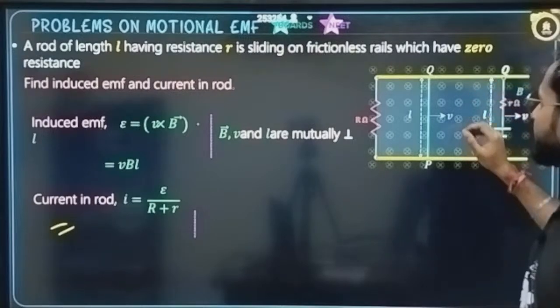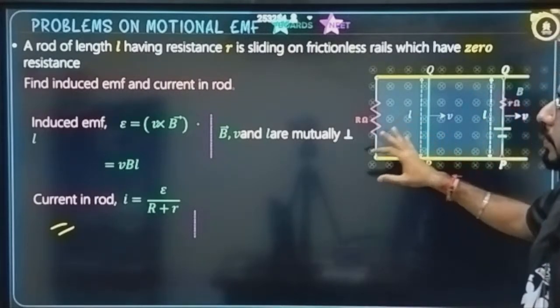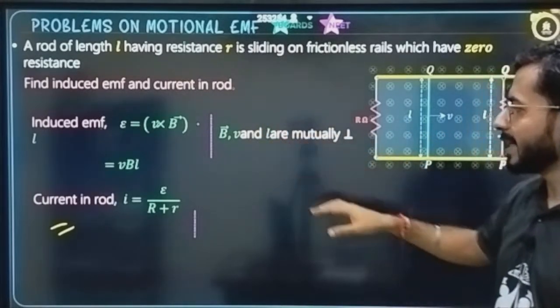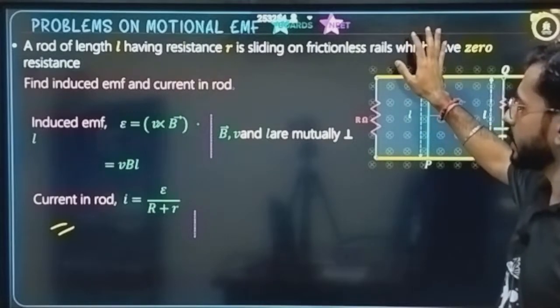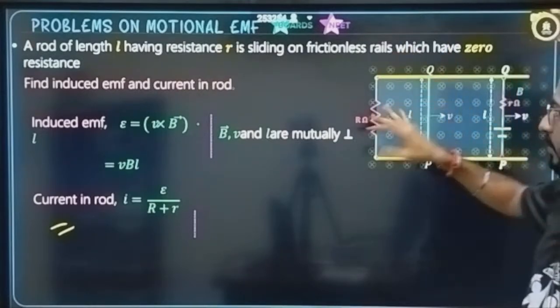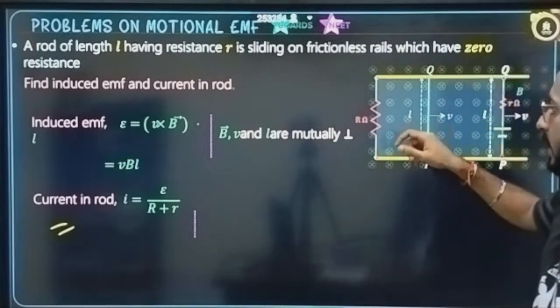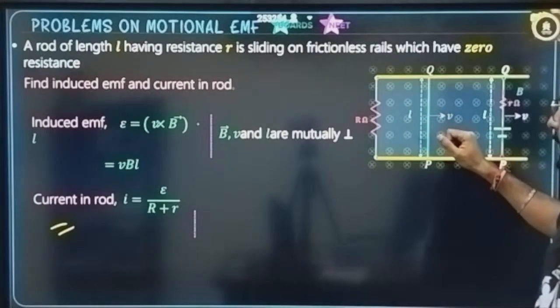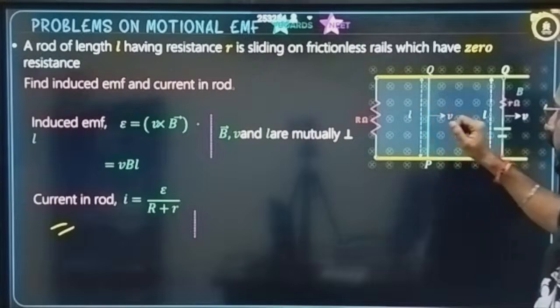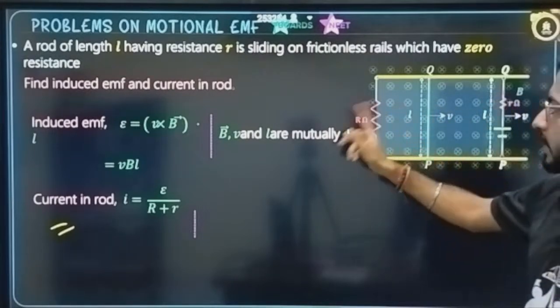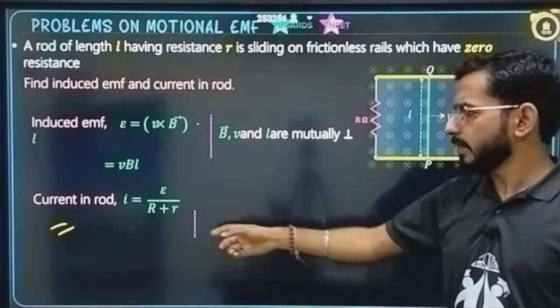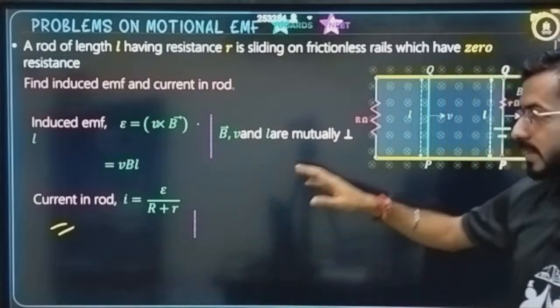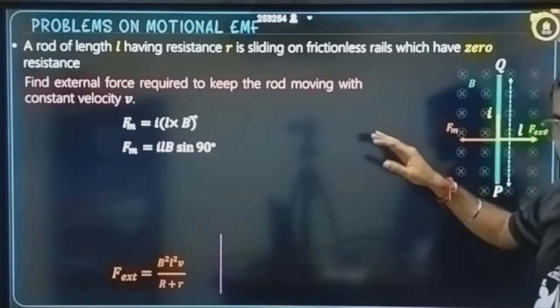So let's see what this is saying. You have to calculate the induced EMF and current in the rod. How can you calculate? Simply calculate the EMF. The EMF will be equal to VBL, and the net current that will be flowing is EMF divided by R net. What is R equivalent? It is simply the internal resistance plus the external resistance, so EMF divided by R plus R. That is a very basic thing. Till now we have solved it.